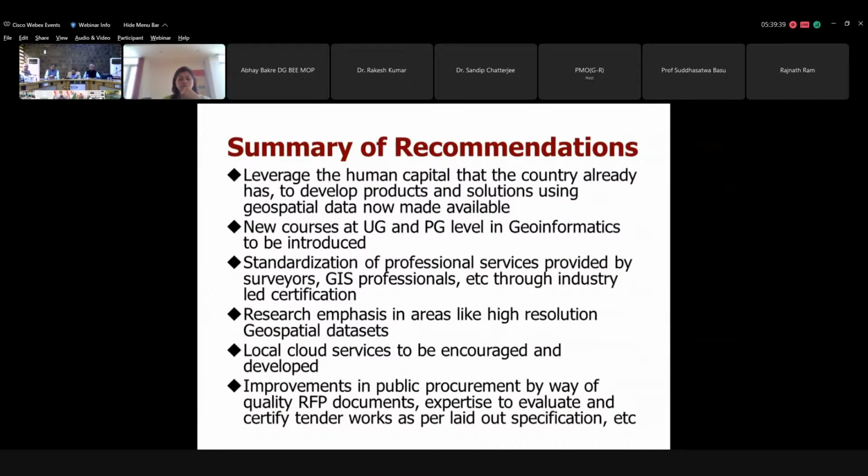Also, the freedom of operating drones has been a boon for this, and many startups are coming aggressively in this sector. But one major challenge has been the shortage of human resource. So new programs or a new curriculum to be introduced at the undergraduate and postgraduate level in geospatial data analysis and mapping is one strong recommendation which was felt by the industry friends.